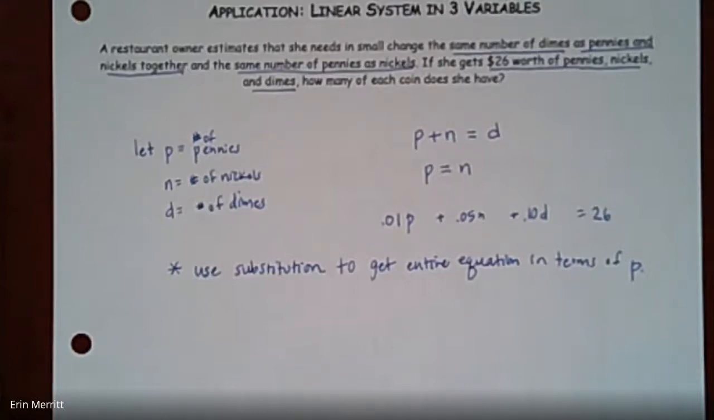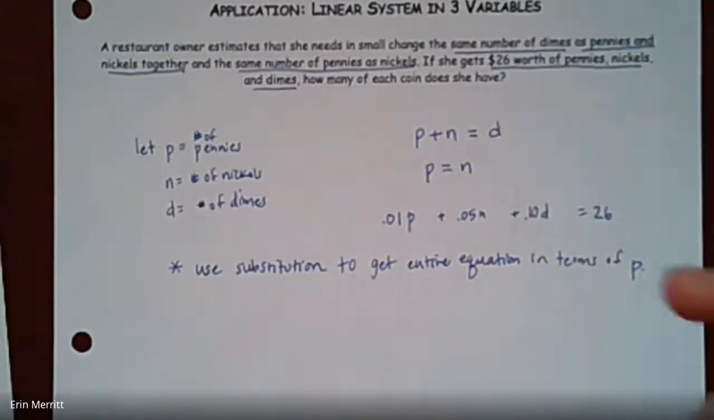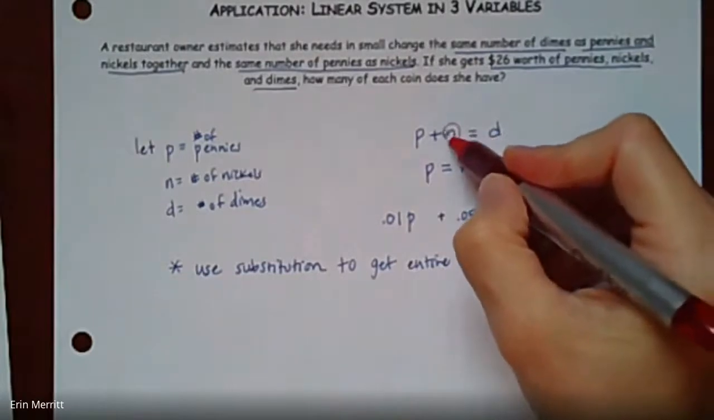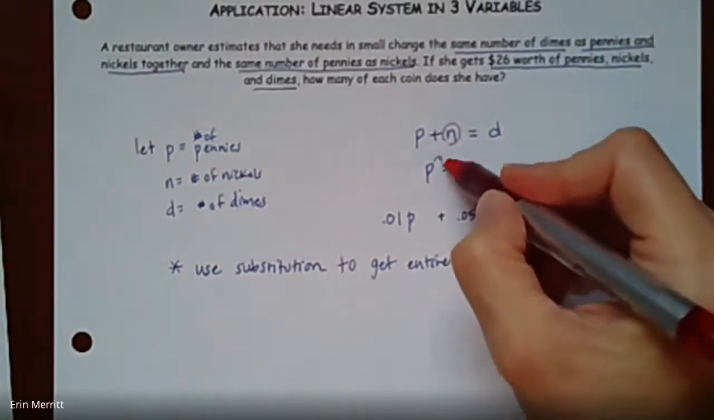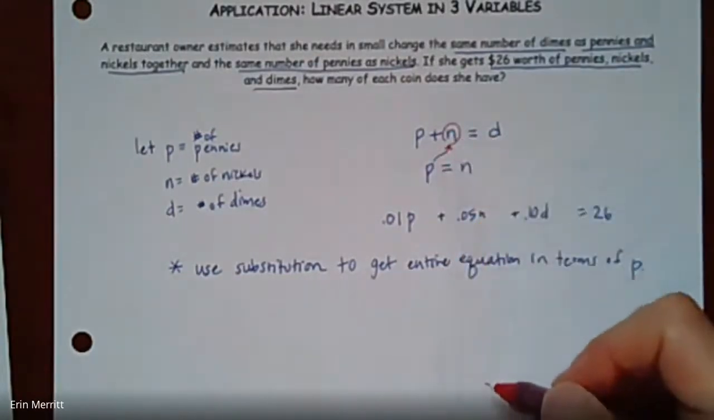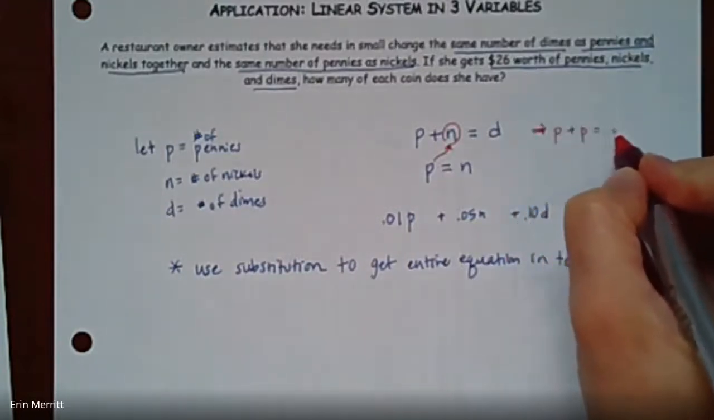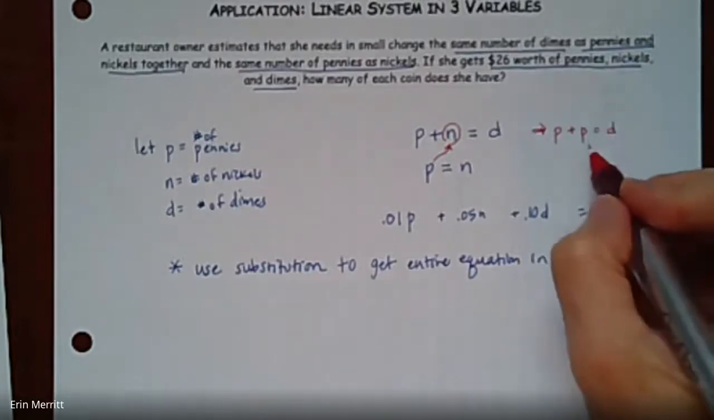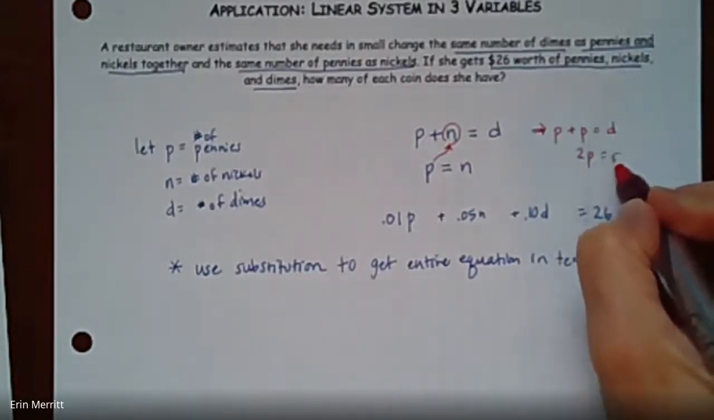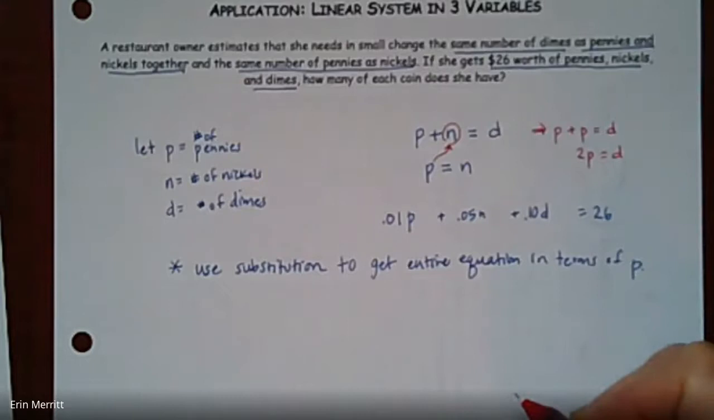So what that means, all right, is in the top equation, I use my red pen to kind of distinguish, wherever there's an N, I know that N is the same as P. So I'm going to sub in P for it. So what this really means is that I have P plus P equals D, or I can make this 2P equal to D.